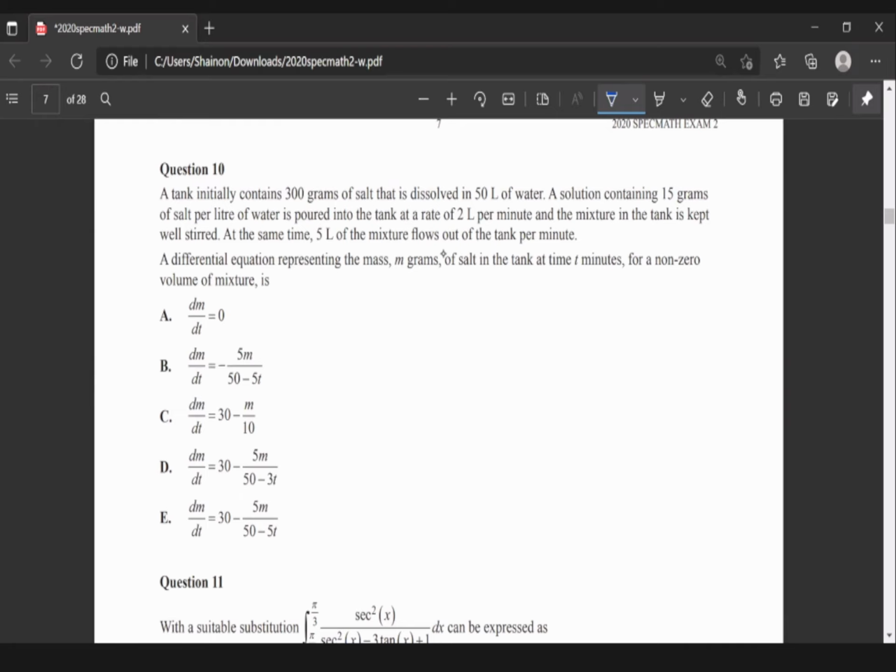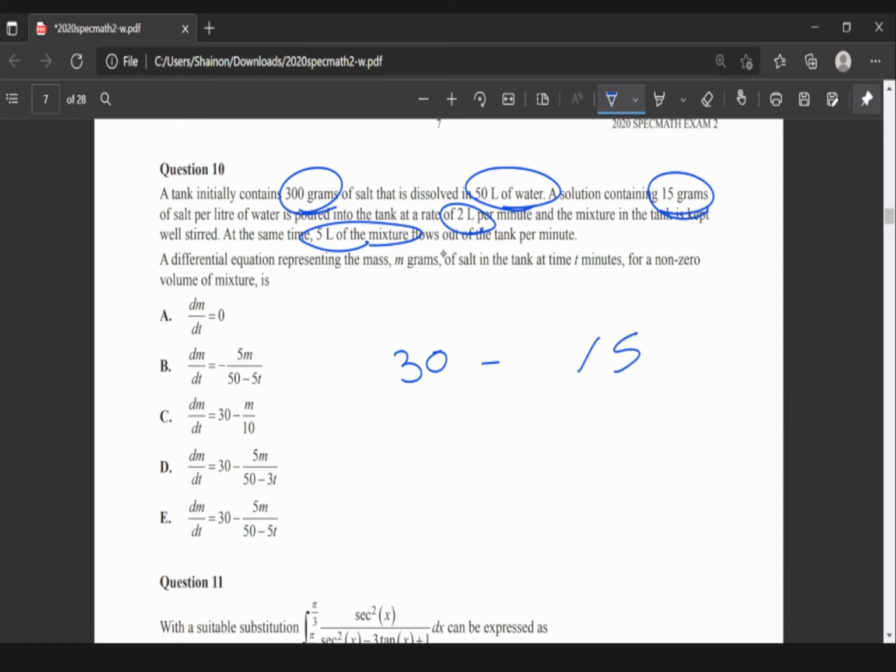Question 10. With 300 grams in 50 liters, that's 15 grams per liter. At 2 liters per minute, 15 times 2 is 30, minus, since it's kept stirred, at the same time 5 liters flows out.